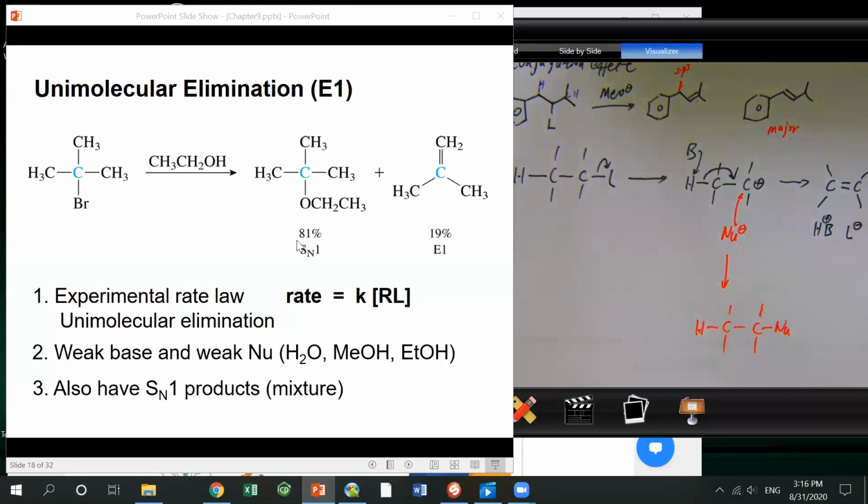Yeah, so that's shown here. Normally, under the same reaction conditions, remember the E1 elimination and the SN1 reaction have a weak base, weak nucleophile. Normally under these conditions, the major product is the SN1 product, but you always get some E1 product.